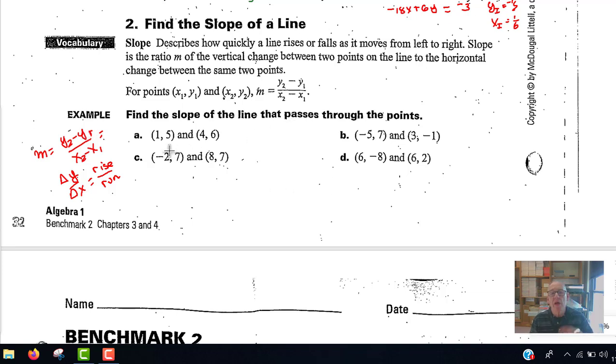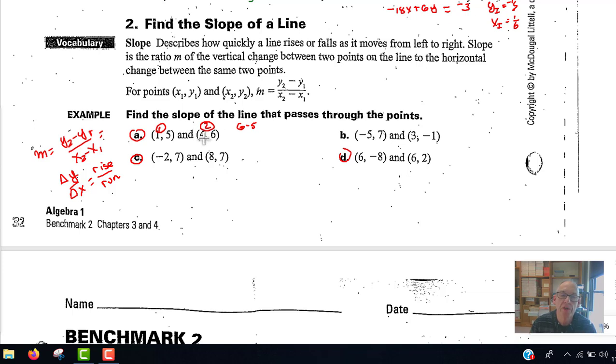So we want to find the slope of the line. Let's do A and D. Well, A, C, and D. So we want to find the slope of the line that passes through (1, 5) and (4, 6). The difference of the y's, 6 take away 5, would be y. I'm going to let this be my 2 point, and this be my 1 point.